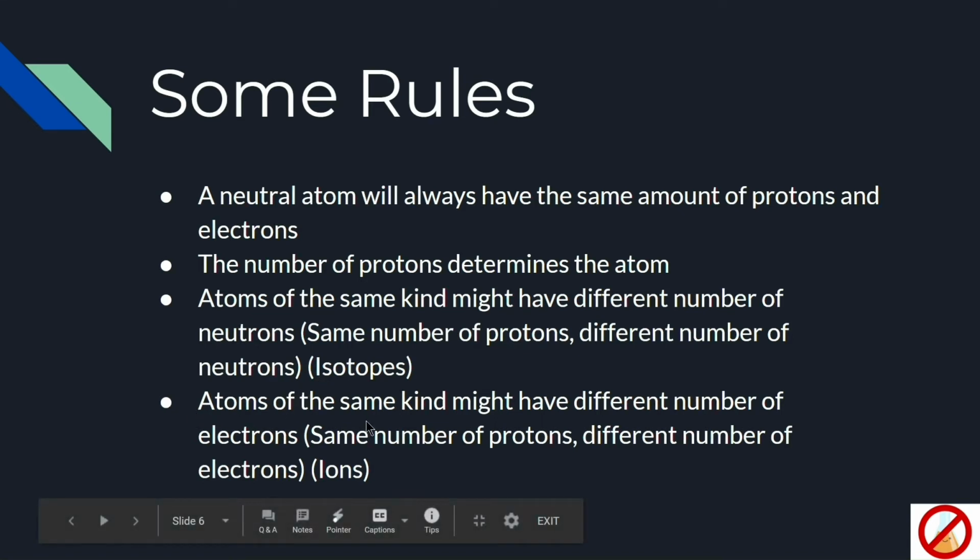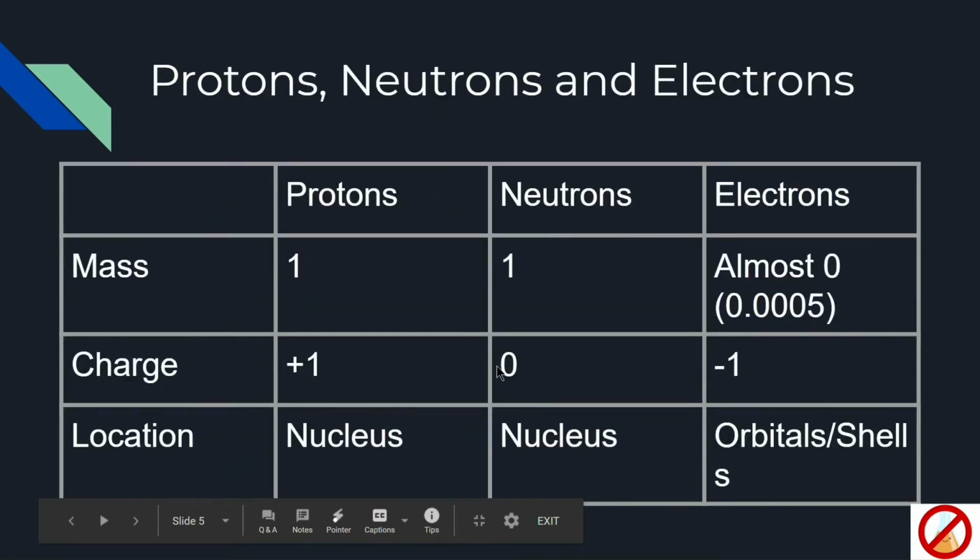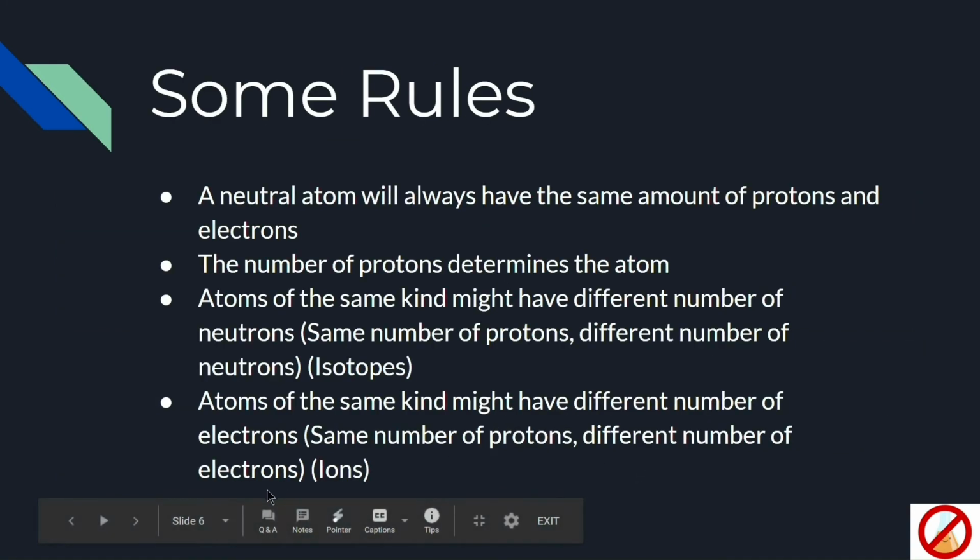And another one is atoms of the same kind might have different numbers of electrons. That means they have the same number of protons, they are still the same element, but the number of electrons is different. So we call these ions. And this is when stuff gets interesting, because we talked about before where a neutral atom has the same amount of protons and electrons, which balances the charge to 0. But now we have different numbers of electrons, which means the charges are unbalanced. So in the future, when you see atoms with a charge, it's very likely to be an ion, where it has the same number of protons, but a different number of electrons.